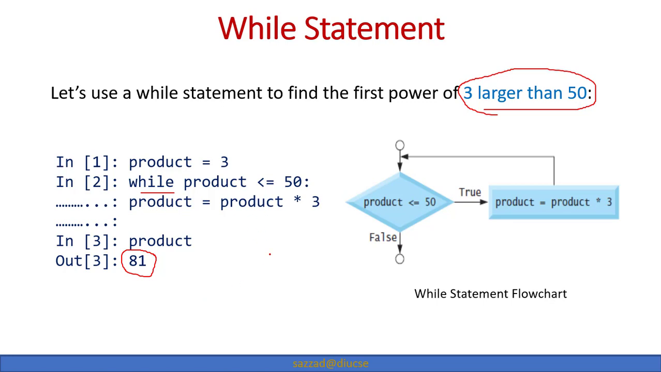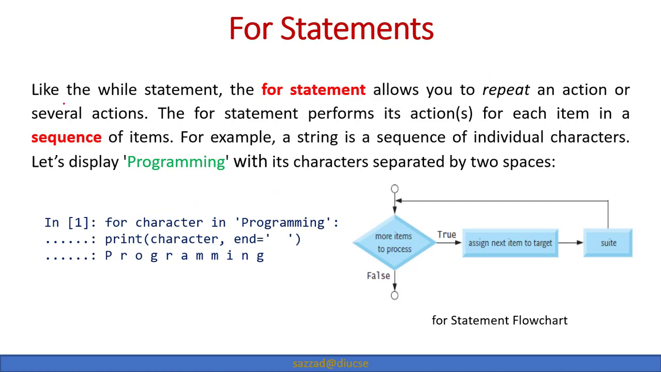So let's move on to the next one. Just like the while statement, the for statement also allows you to repeat an action or several actions. The for statement performs its actions for each item in a sequence. For example, a string is a sequence of individual characters. Although we know it as a string, it is nothing but a sequence of characters.